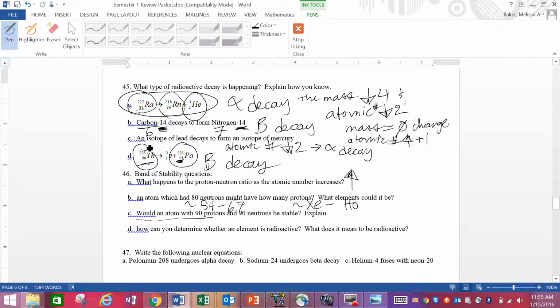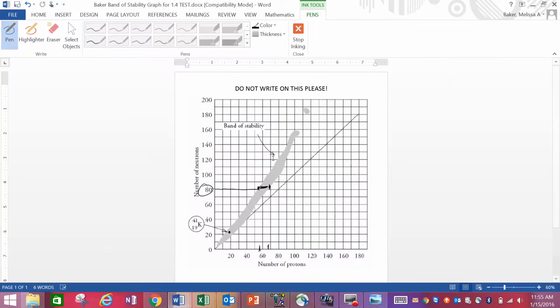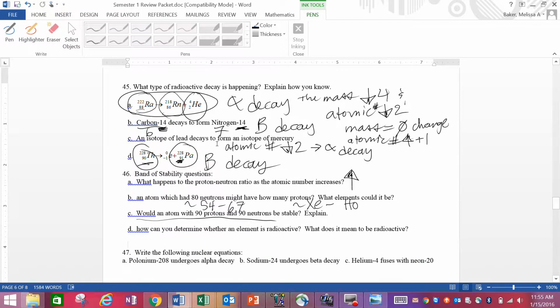Okay, would an atom with 90 protons and 90 neutrons be stable? Let's check it out. 90 protons, 90 neutrons. Whoa, we would be way over here off the chart on this line. So not even close to being stable. No, not stable. And for your explanation, you can write it's not on the band of stability.